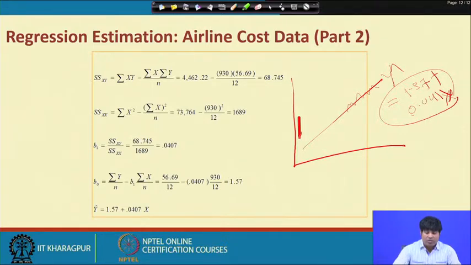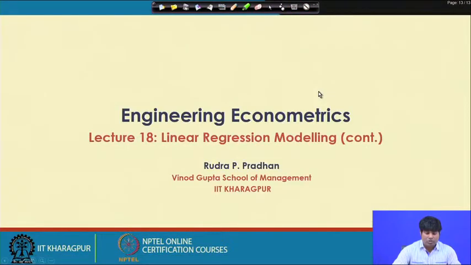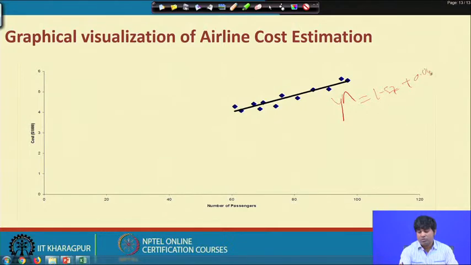After getting these predicted lines, the next job is to check the behavior. Till now we have discussed this much, and this is the predicted line, with the alpha coefficient 1.57 and 0.041x.